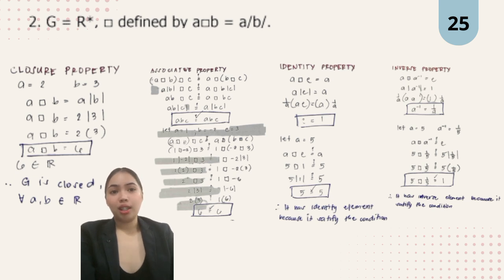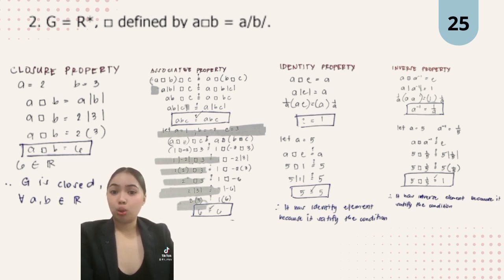So let's proceed to number 2, test 1. G is equal to R star. The operation is defined by A times B is equal to A absolute value of B. So to prove this, it must satisfy the definition of a group. So first, the closure property. Let us see if it is a closure property or not.